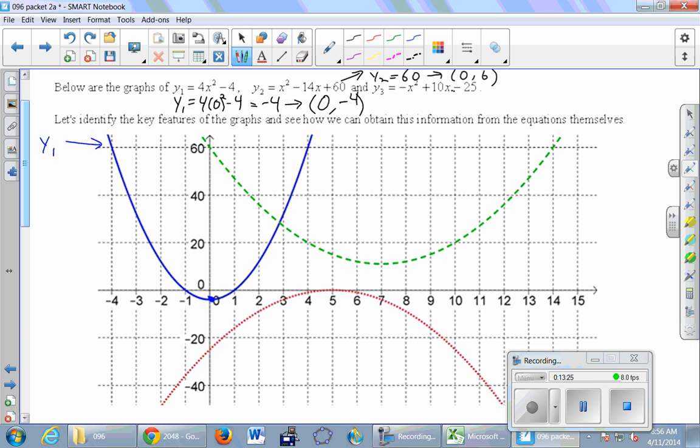It's green. So this one right here is y2. Okay, so by process of elimination, we know which one is y3, but when you plug 0 for the x's in y3, what do you get? I get the negative 25. So this one definitely hits the point 0, negative 25. Does that confirm our choice for red? 0, negative 25, that seems reasonable. So that one right there is y3. Yes. Thank you, Karen. 0, 60.